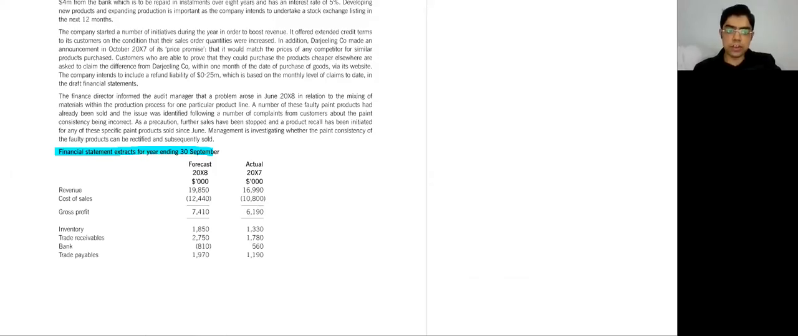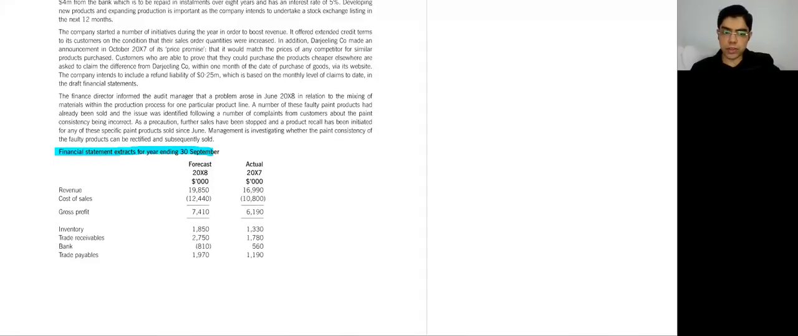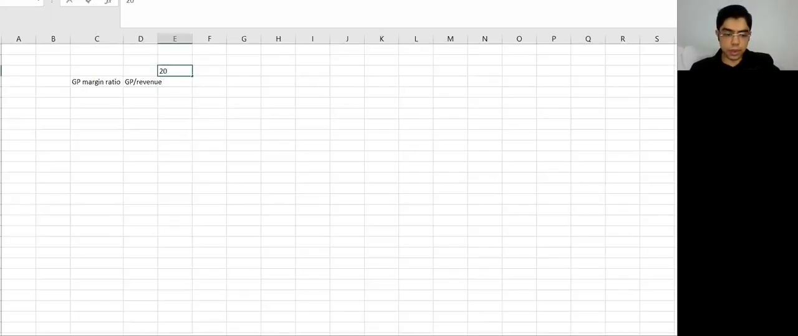So we could calculate the GP margin ratio. Now, how do you calculate GP margin ratio? It is gross profit divided by revenue. You have 2 years, 20x8 and 20x7. So how would you calculate them? You need to have the gross profit.